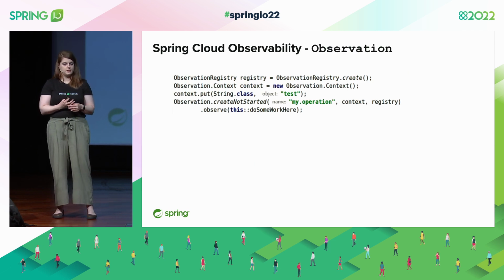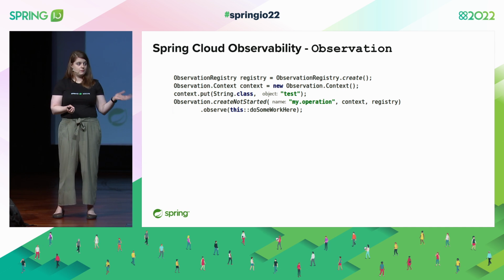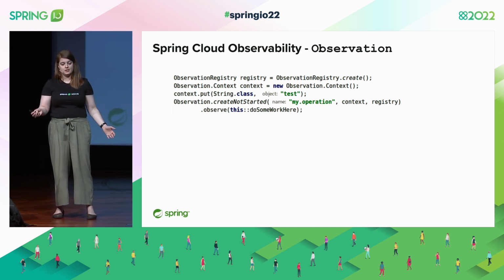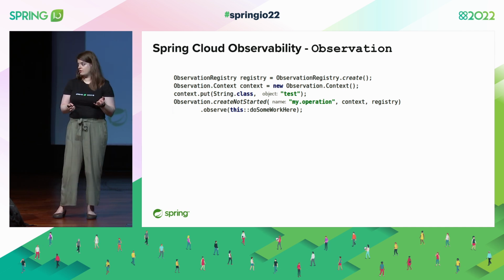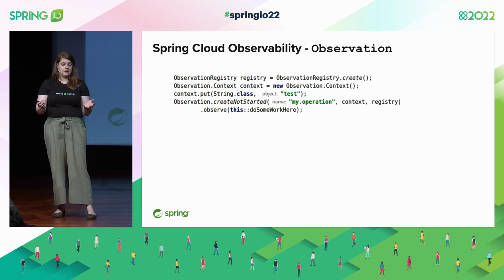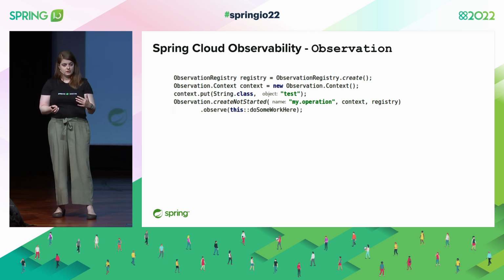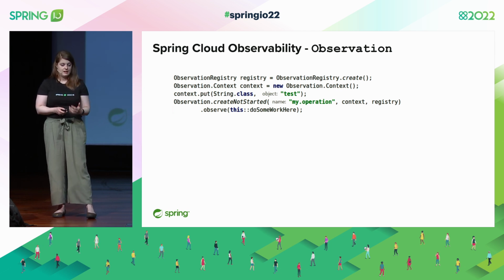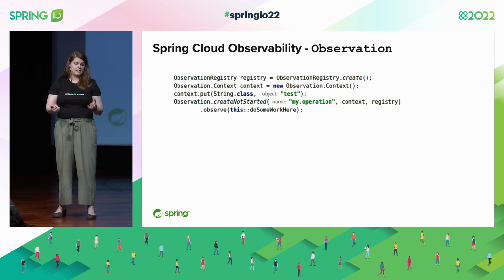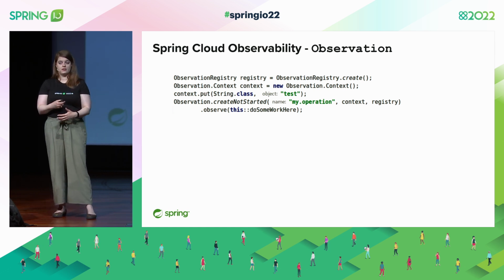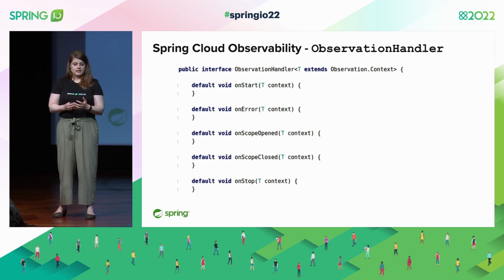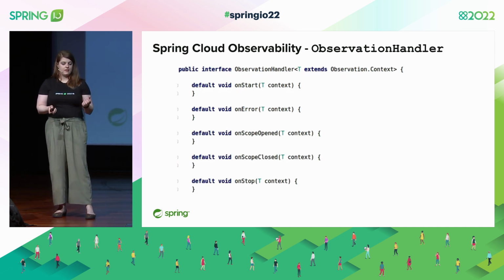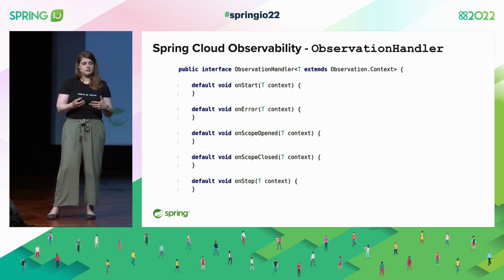So this is the Micrometer observation API. If any one of you has ever used the timer API, it's very similar, as you can see. You just create an observation registry, same as you would create a timer registry. You can have a context where you can pass your own data, and then you just run the observe method, and within that method, you call whichever code you want to be running the observation for. And the handler also allows you to interact with the context throughout very easy callback methods.